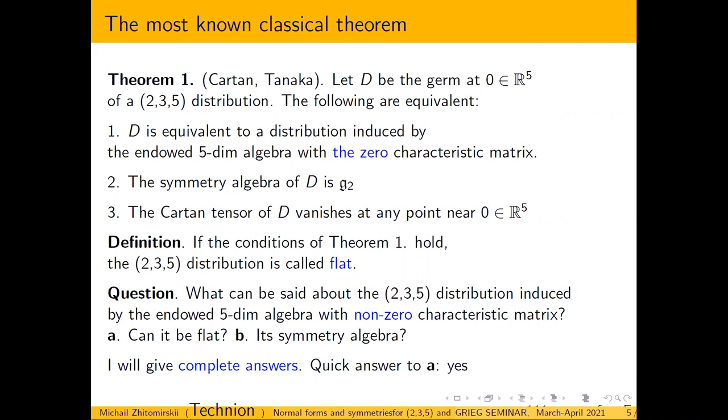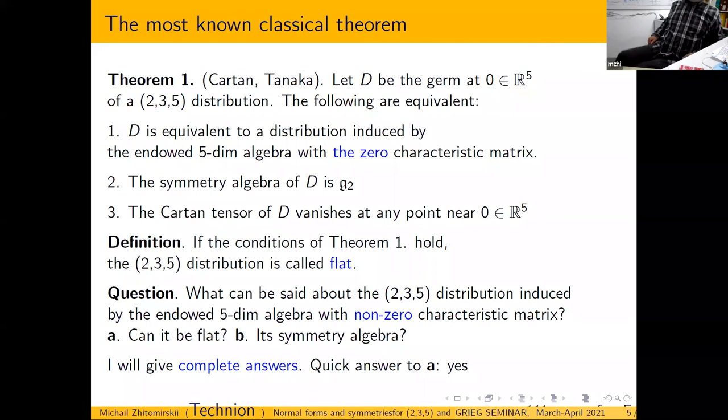So why do you think that, in general, homogeneous models are not left invariant distributions of some five-dimensional algebra? Oh, very good question. This was my very important question for myself. I proved that over C any homogeneous distribution is left invariant, induced by some endowed five-dimensional algebra over C. Over R, unfortunately, it is not so, and it fails in three and only three cases, when the symmetry algebra is SO(3,1).